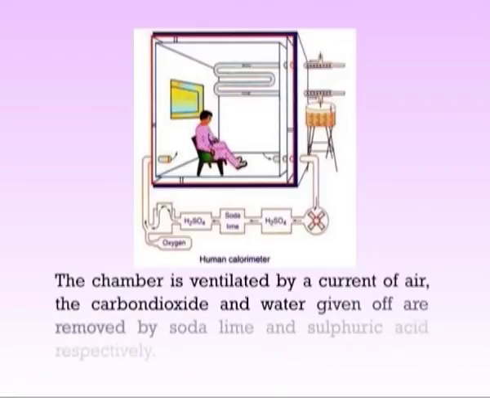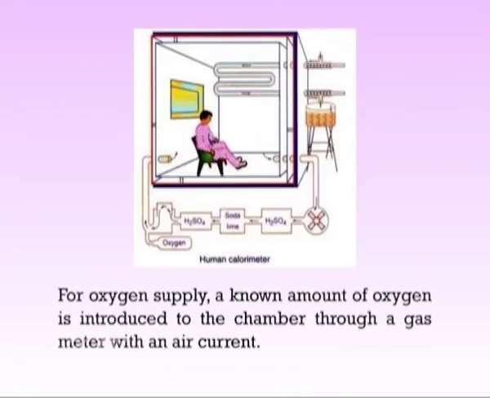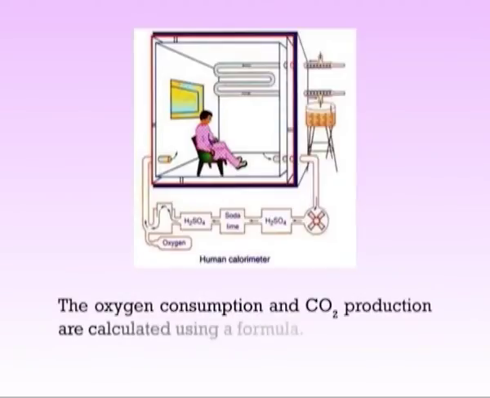The chamber is ventilated by a current of air. The carbon dioxide and water given off are removed by soda lime and sulfuric acid, respectively. For oxygen supply, a measured amount of oxygen is introduced to the chamber through a gas meter with an air current. The oxygen consumption and carbon dioxide production are calculated using a formula.